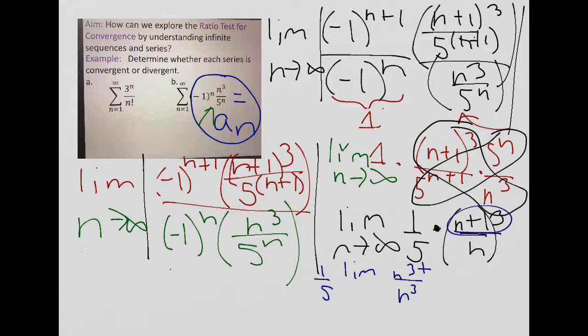But if you take a look at this, to remind you, you can see the exponents are equal. You can divide the leading coefficients. This is going to be 1. And 1 times 1/5 is 1/5. Well, since 1/5 is less than 1, this too converges.